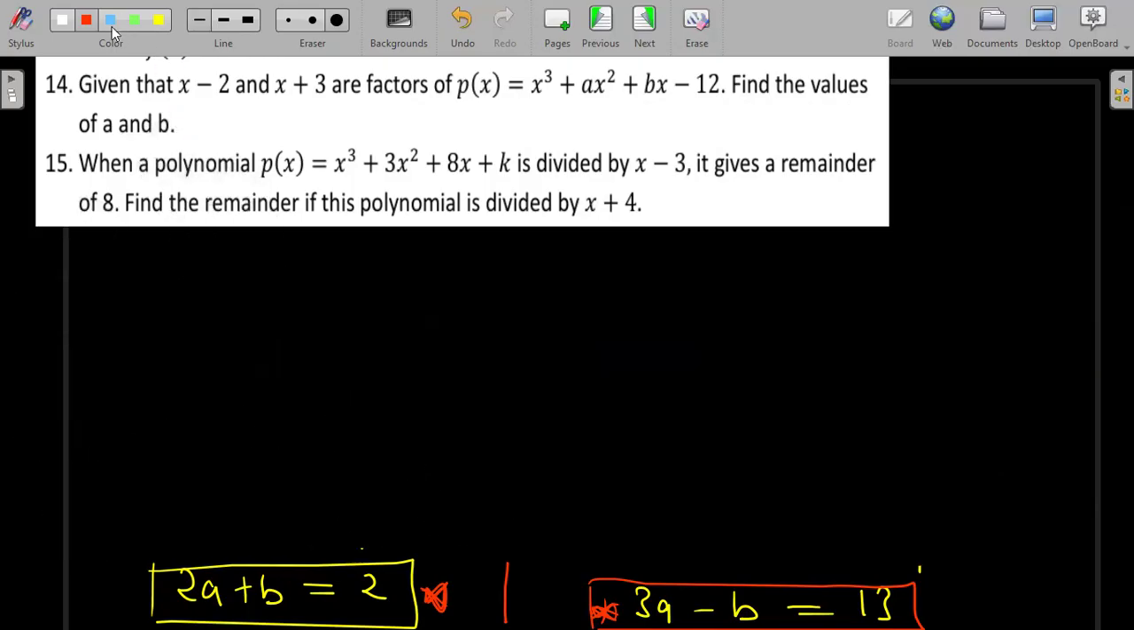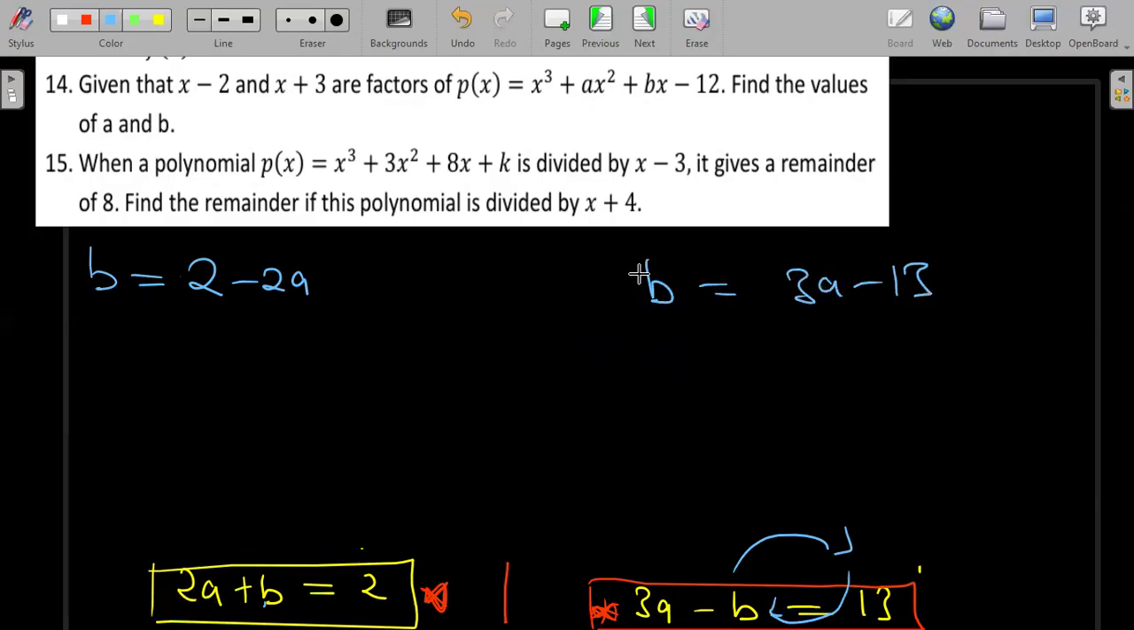Okay, all right, so here, let's express it in terms of b. We're going to say b is equals to 2 minus 2a. This one, we take the b that side, we'll bring the 13 this side, so it will be b is equals to 3a minus 13. So we see b is equals to this, b is equals to that, so we can equate this and this.